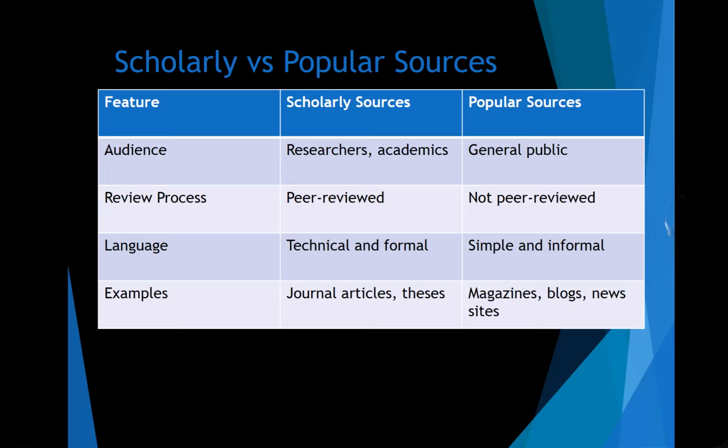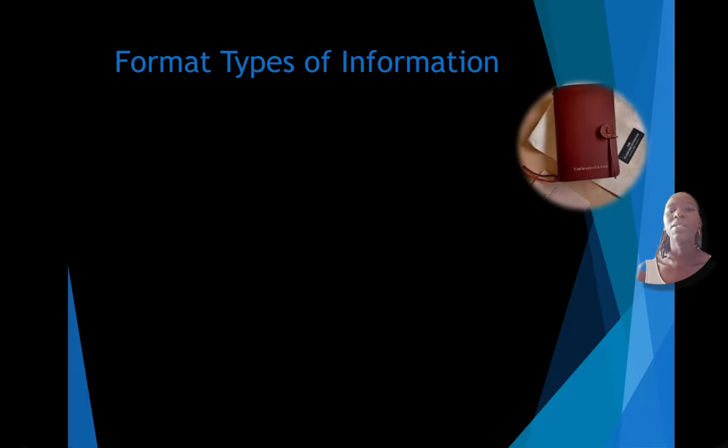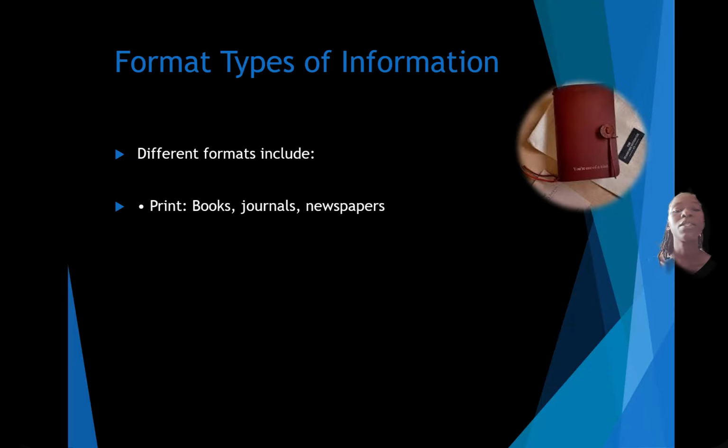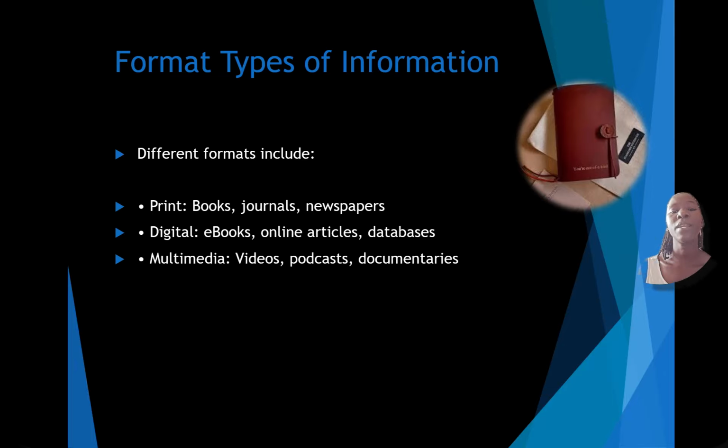For examples, for scholarly sources we have journal articles, and for popular sources we have newspapers, magazines, blogs, news sites. For example, you can go on TV and find news sites. Then we are going to see the format types of information. Print includes books, journals, newspapers; digital includes ebooks, online articles, databases. We have multimedia such as videos and documentaries, and data formats such as statistics, data sets, charts.